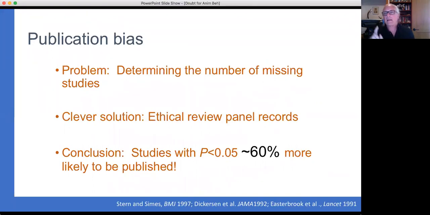Did you do the study? What was the result? Did you publish it? Where did you publish it, et cetera? And what they find from those studies consistently is that there's a much larger chance of a study being published if the p-value is less than 0.05 than if it's not. And that's creating this bias in the literature towards the published stuff having more stronger appearing effects than the truth. So 60% more likely of being published.